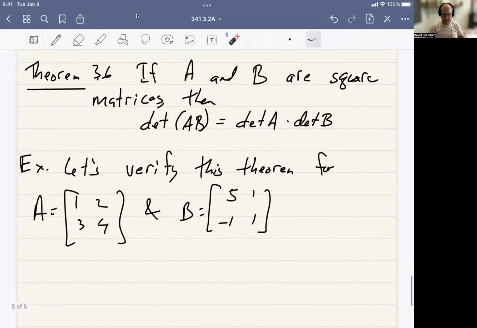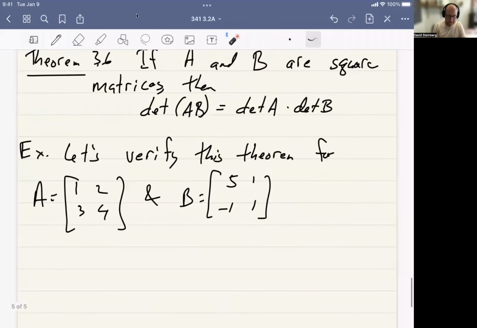Okay, one more property of determinants. If A and B are square matrices, then the determinant of the product is the product of the determinants. So the determinant respects matrix multiplication. There's a great proof in the book. We won't go through it right now. I encourage you, if you're curious, to take a look. But let's at least verify this for one situation, and we'll talk about what happens with addition in a second. Because you might be saying, well, what about addition, David? So let's compute the determinant of A, the determinant of B, the determinant of the product, and show that sure enough, in this case, the determinant of the product is equal to the product of the determinants.